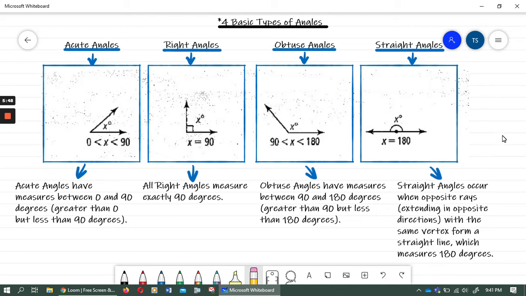So right here, we're trying to build the foundation of knowledge that you need before we go any further. You need to know how to name these angles. Trust me, I'm not wasting your time, and I'm not wasting my time. You need to know.